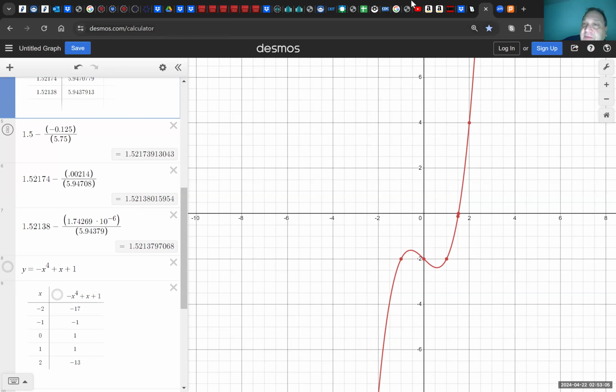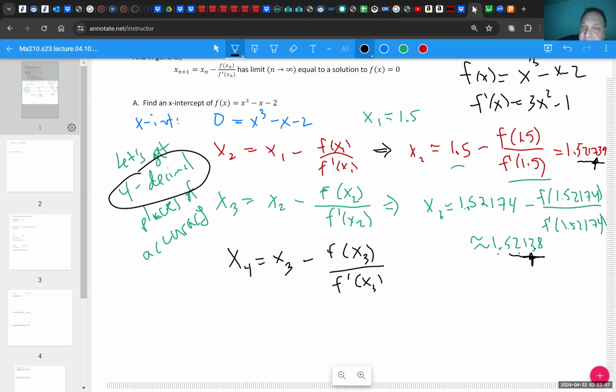So 1.52138. So this next guess, I'm never going to write down the steps. Okay, now check this out. So here, the first 4 decimal places are the same as the previous guess. So in our x3 guess, we got an answer of 1.52138. In our x4, we got the exact same to the first, actually 5 decimal places, but we need the first 4 decimal places.